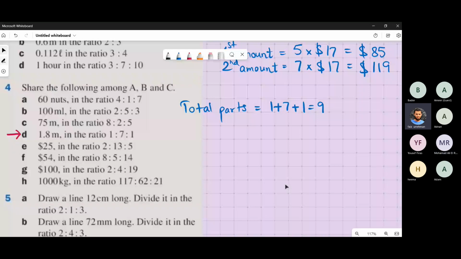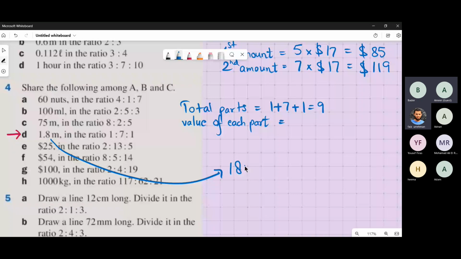So total parts is 9. Now this 9 has to be divided into 1.8. What will be the value of each part? 1.8 meter. To make this simpler, we can convert it to decimal free. 1.8 meter is 180 centimeter. 180 centimeter over 9 equals 20 centimeter each part.